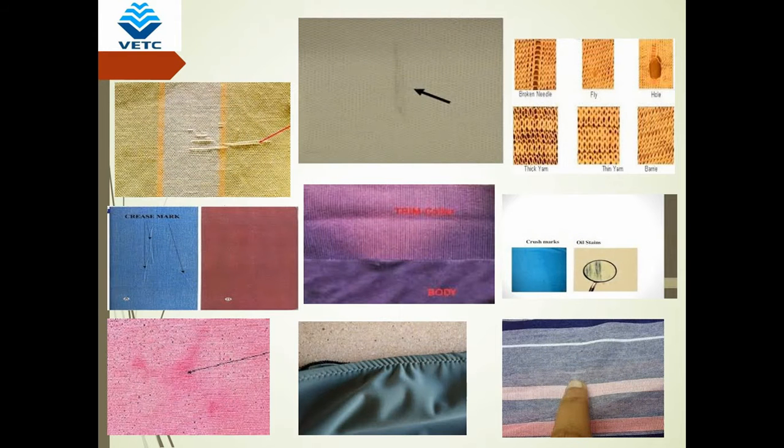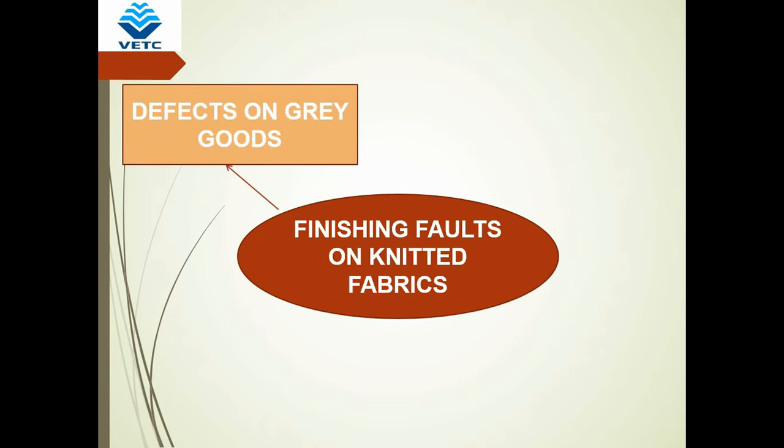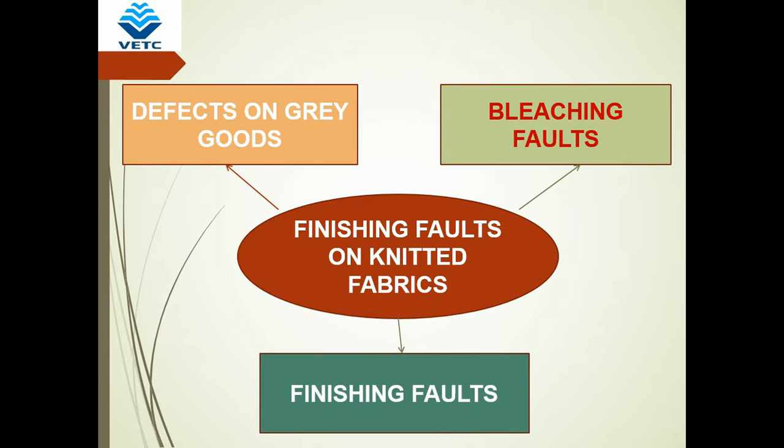You can see on the screen, there are various types of defects which occur in the knitted fabric, occurring for a variety of reasons. The same type of defects may occur in the fabric due to a variety of different processes. So, for finishing faults on knitted fabrics, we have first, defects on ragged. The second one is bleaching faults, and the last, finishing faults. Let's get more details about them.